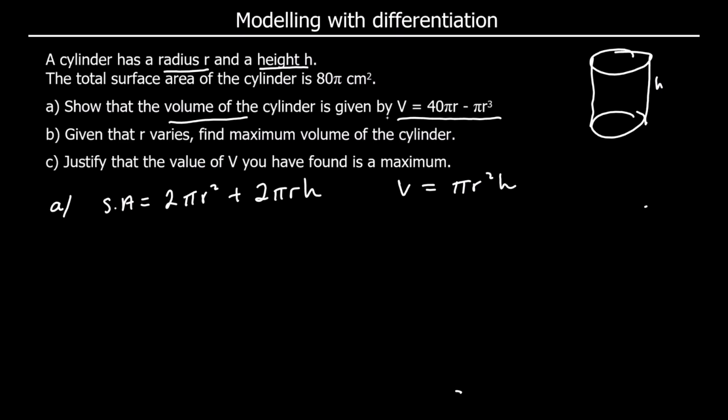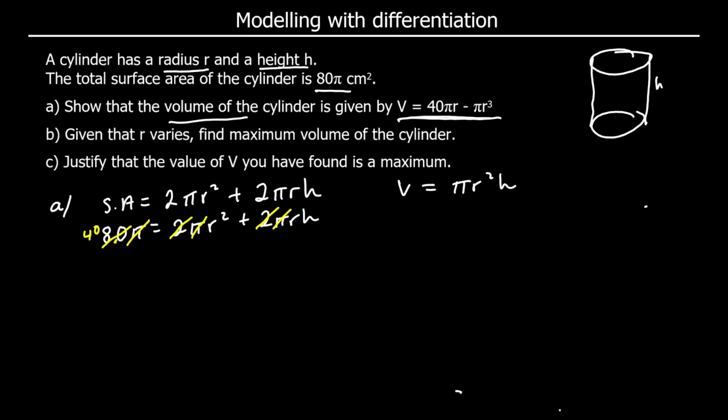So we want to get the volume of the cylinder without an h in it. So we have to eliminate h using the surface area formula. The surface area is 80 pi. So 80 pi is 2 pi r squared plus 2 pi r h. We can divide through by pi. Then we want to get h by itself. So let's divide through by 2 as well.